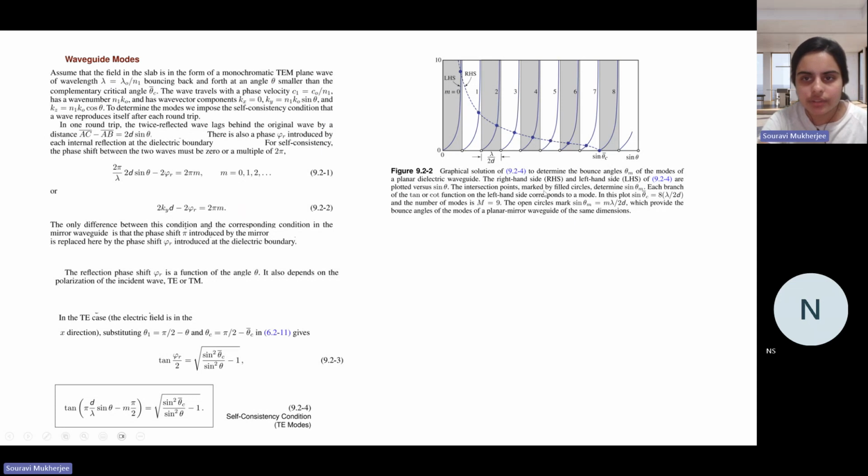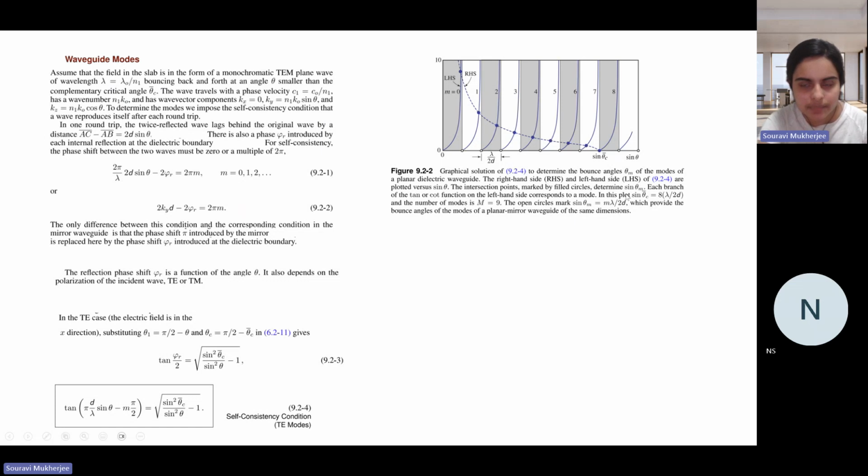As you can see here, for this particular case, if you look at these points, these are the corresponding points for your planar mirror waveguides. The open circles correspond to these values, which provide the bounce angles for a planar mirror waveguide of the same dimensions. But for a dielectric waveguide, your solutions are given by these intersection points.